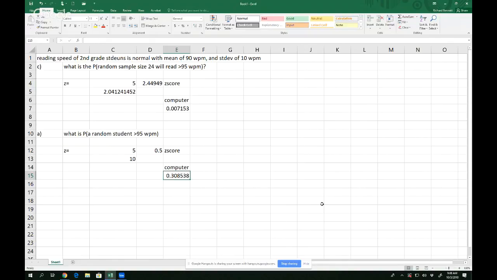Question, Savannah. Can you go over part F? Part F. F says there is a 5% chance that the mean reading speed of 20 girls. Oh, where did they get the girls from? 20, they're not girls, they're just students. Will exceed what value?